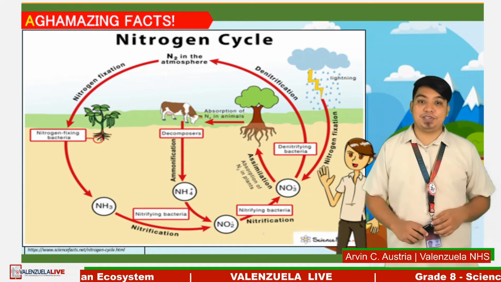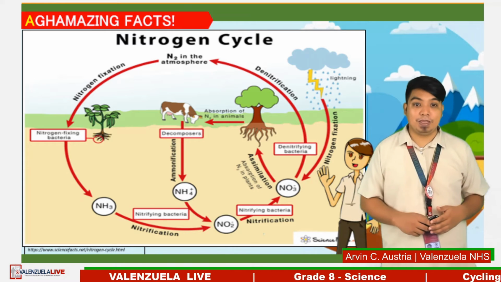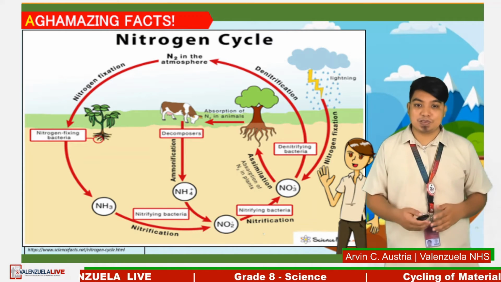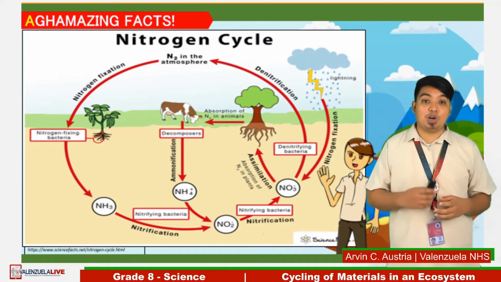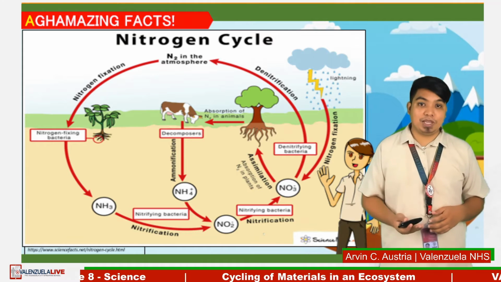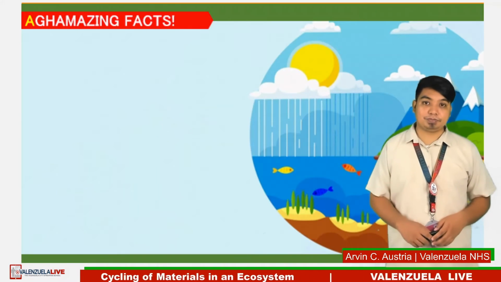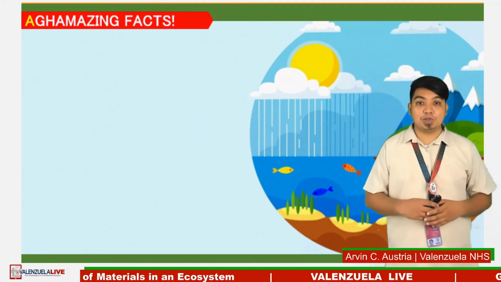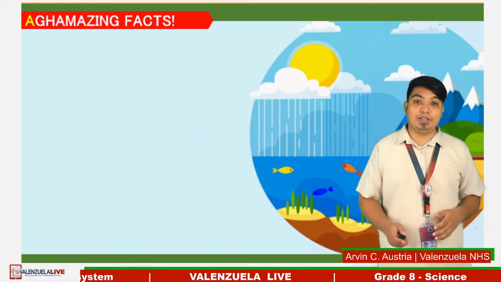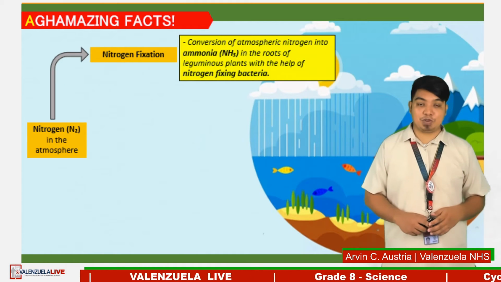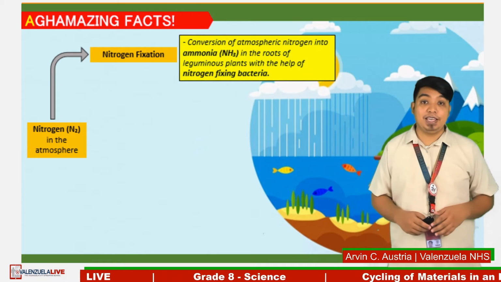This is the nitrogen cycle, the most complex among the three cycles discussed today, because it involves a lot of processes. But this cycling of material will make us appreciate the roles played by abiotic and biotic components of the ecosystem. In this slide, I will show you the simplified version of the nitrogen cycle. Let's begin with nitrogen in the atmosphere. This is the source of nitrogen that will be cycled in the ecosystem.